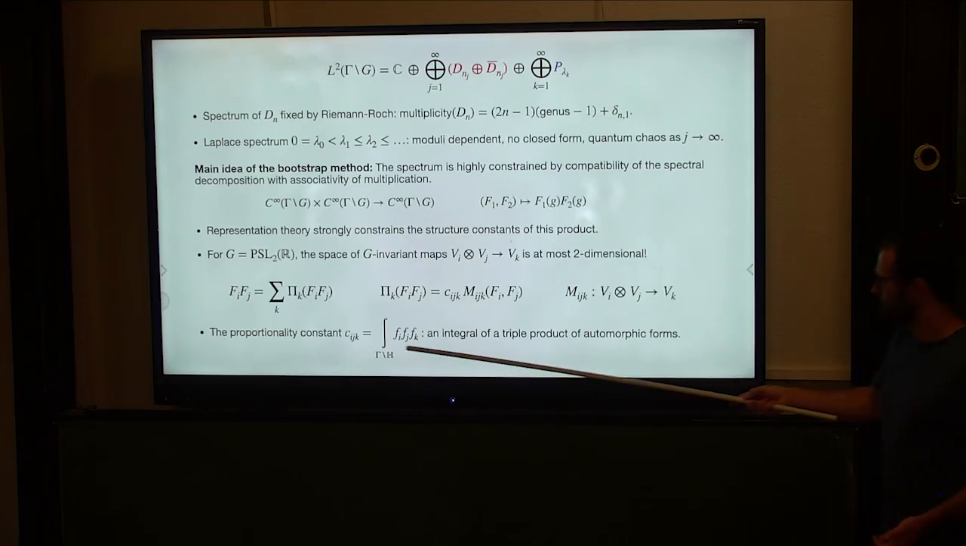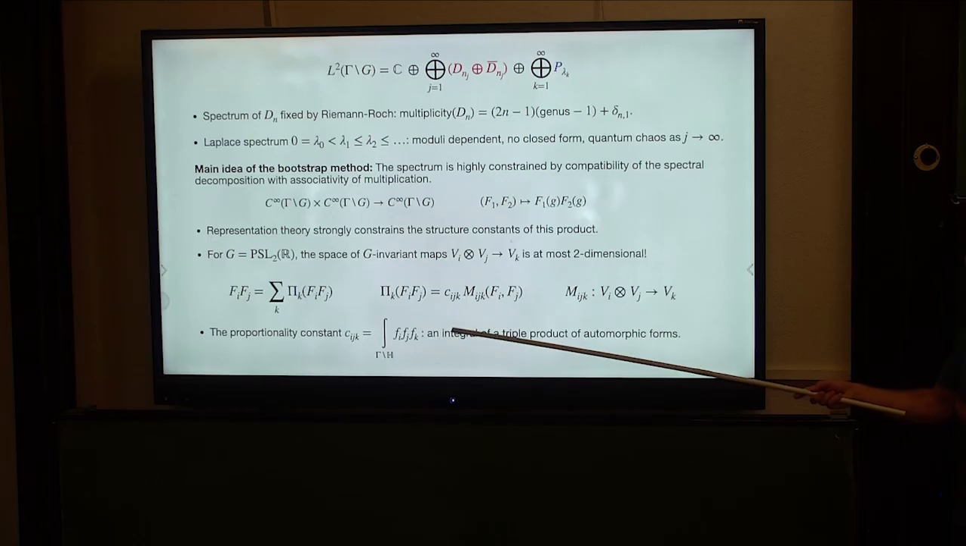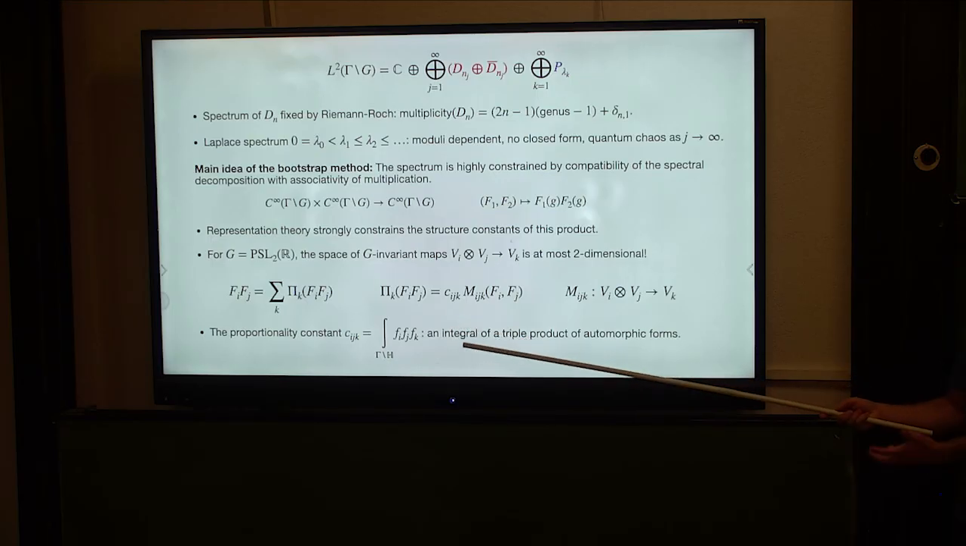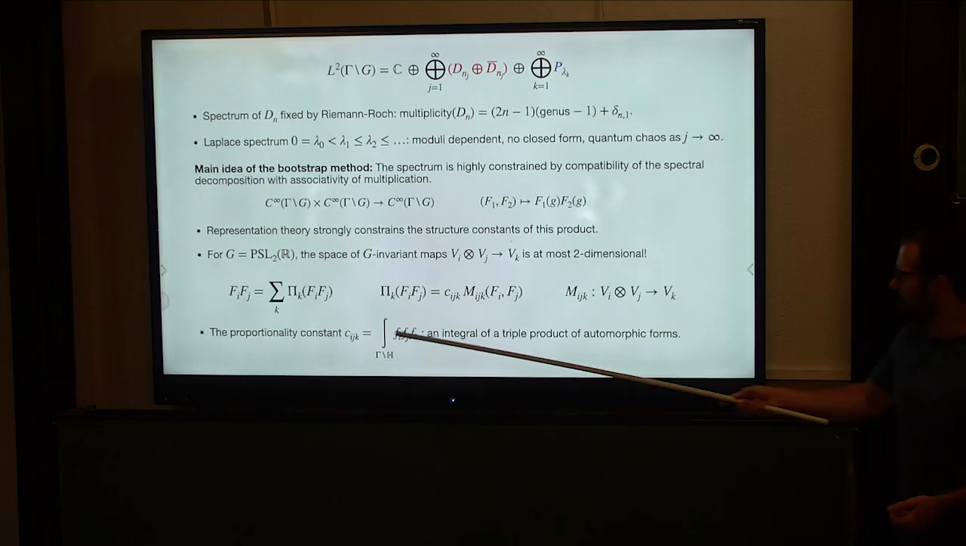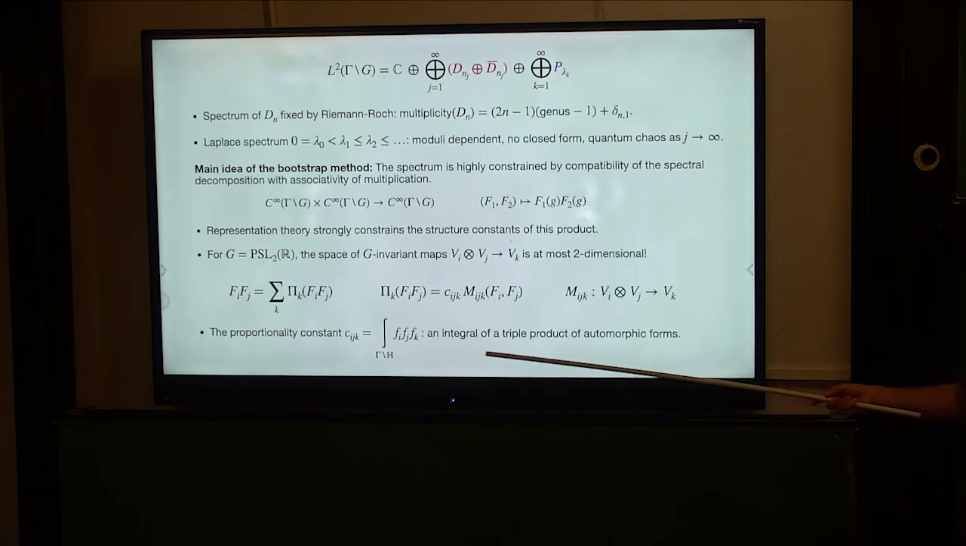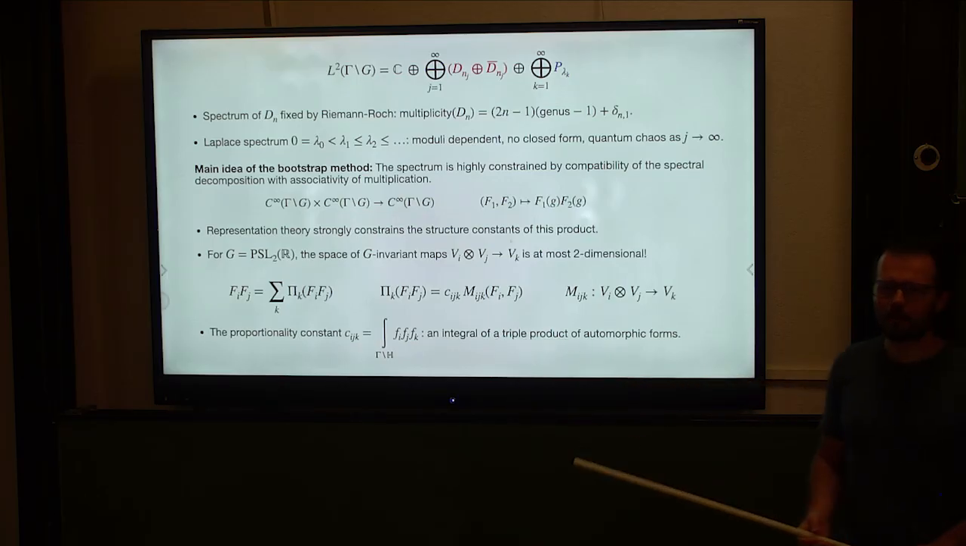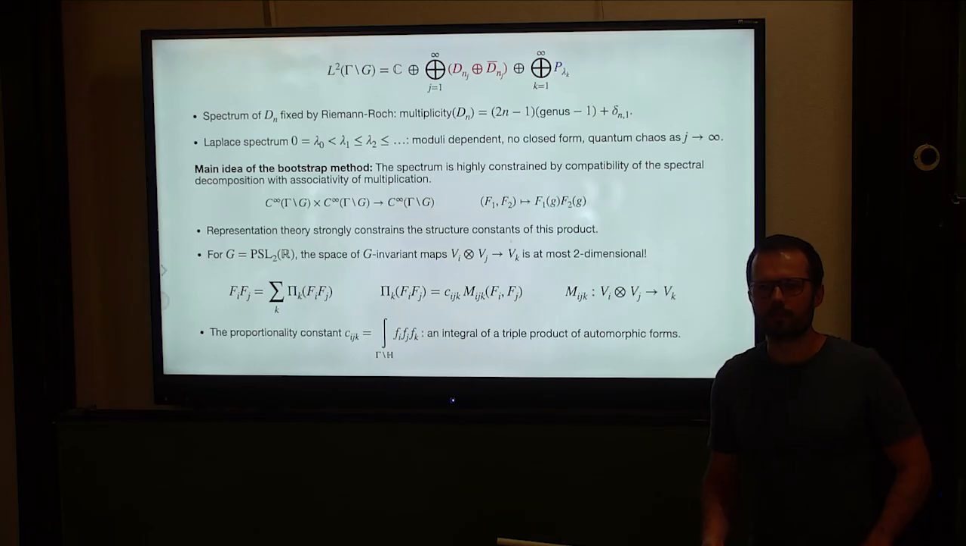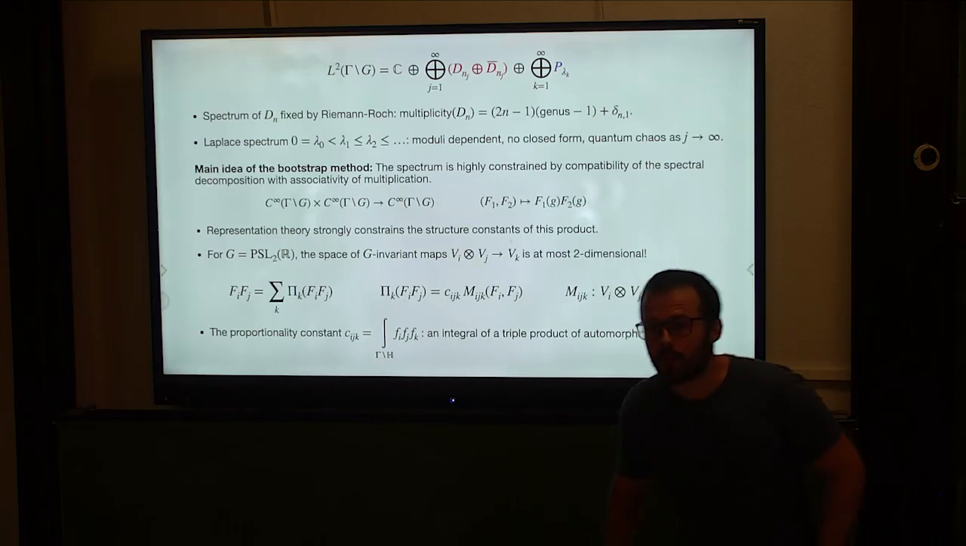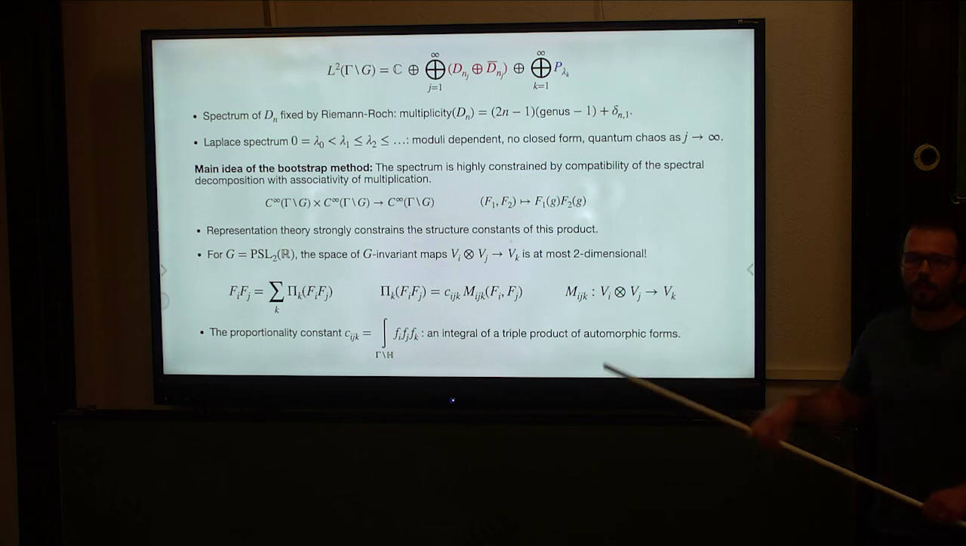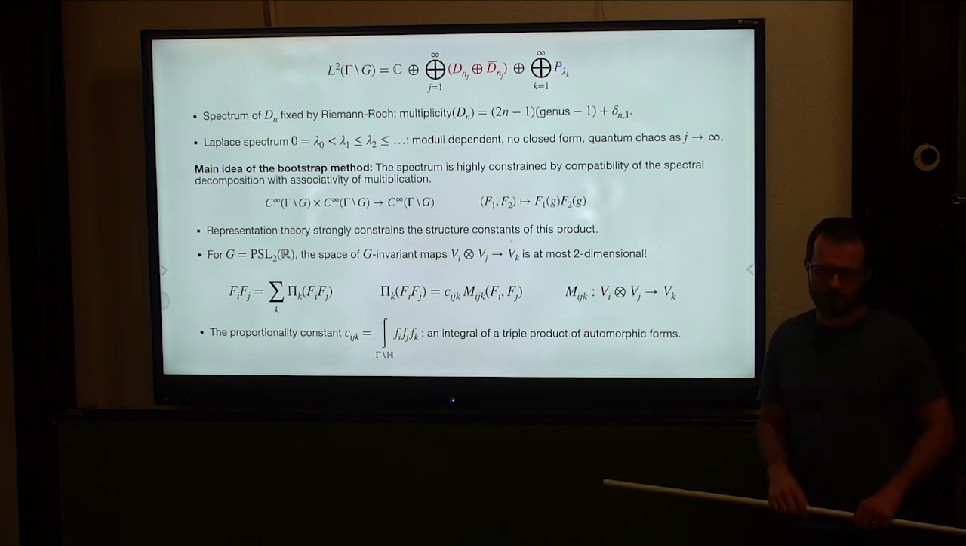And the proportionality constant is not fixed by representation theory, but depends on a particular surface or hyperbolic manifold. It can be computed in principle as an integral of a triple product of automorphic forms. Sorry, the space of G-invariant maps is sometimes two-dimensional? Yes, when all three are principal series.